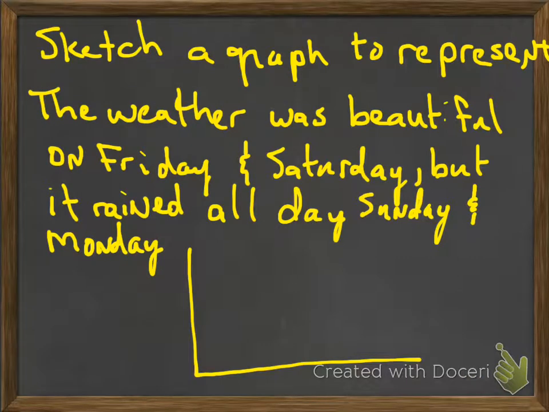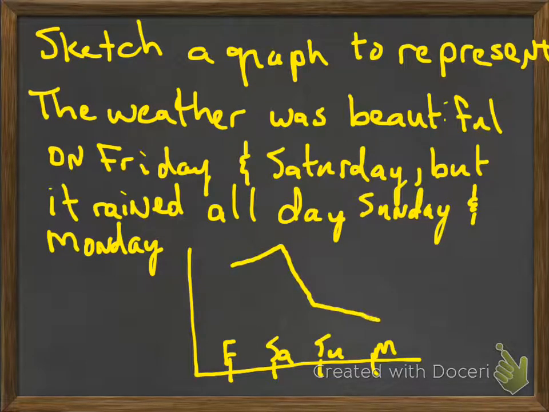Okay, how about taking the same idea, this amusement park, let's sketch a graph to represent if the weather was beautiful on Friday and Saturday, but it rained all day Sunday and Monday. So what you might see is really good sales. Let's say there's Friday, Saturday, Sunday, and Monday, and you might see really good sales, and all of a sudden a big drop off on Sunday and Monday, but good sales on Friday and Saturday. And that could be, again, because some people may still want to go, even though it may be raining, because there might be some rides or shows that might still be open. So it wouldn't necessarily be completely zero, but obviously with the better days being Friday and Saturday, they'd have more sales.